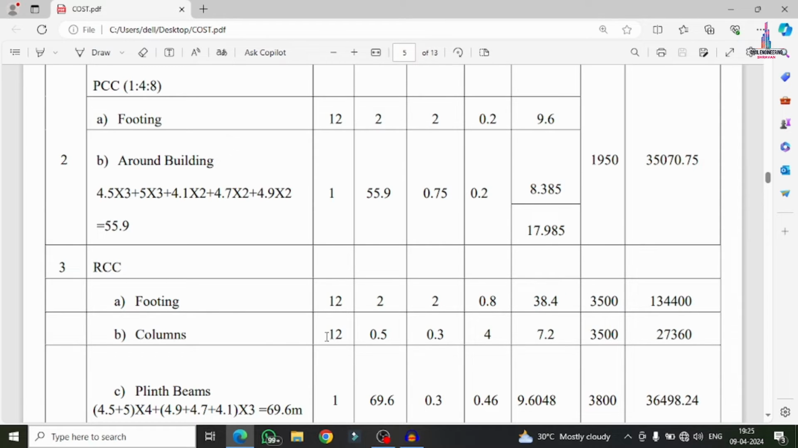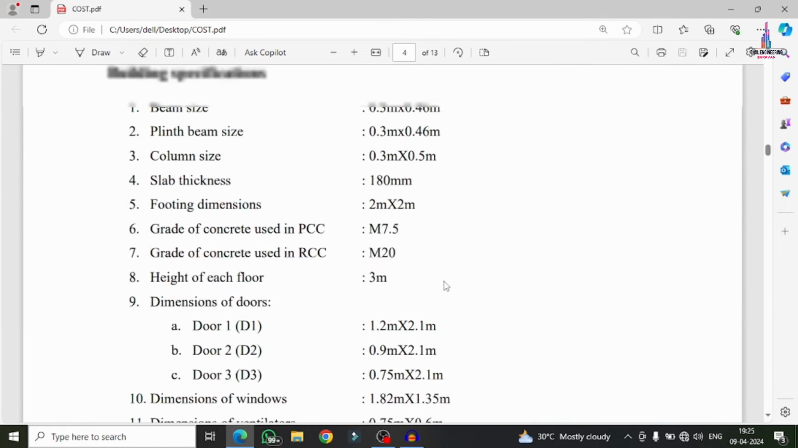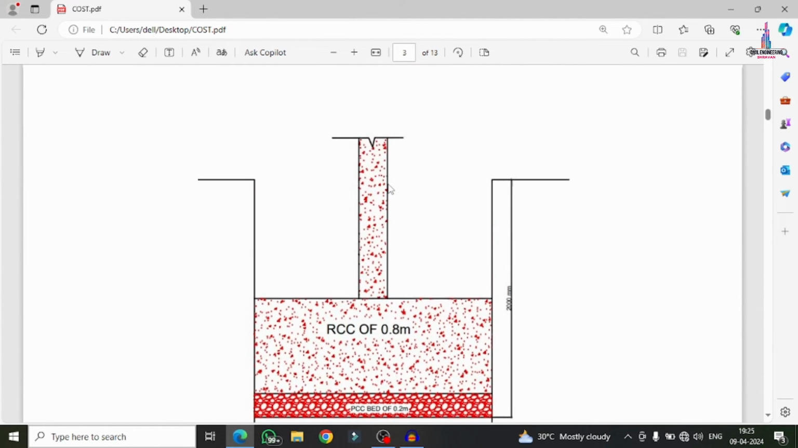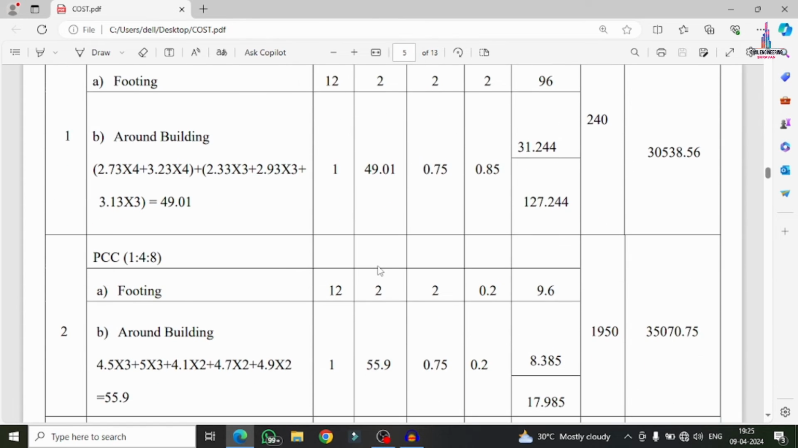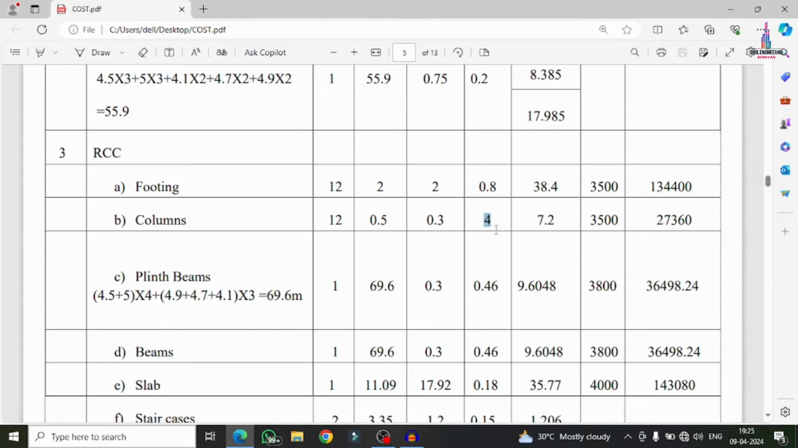For the columns, we have to consider 12 columns, with column dimensions of 0.5 cross 0.3, and height of the column we have to consider as 3 meter. Why? Because in this particular section, after the RCC section, there will be a 1 meter section from the ground level. After that, the center to center distance between the floors is 3 meter height, so 3 plus 1 meter is approximately equal to 4 meter. Now we can see this is the 4 meter distance for the particular height. If I calculate this value, we get 7.2 meter cube.